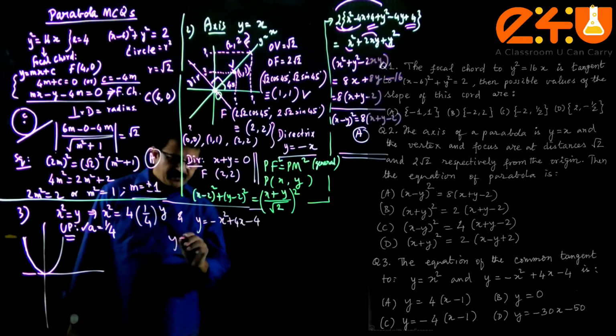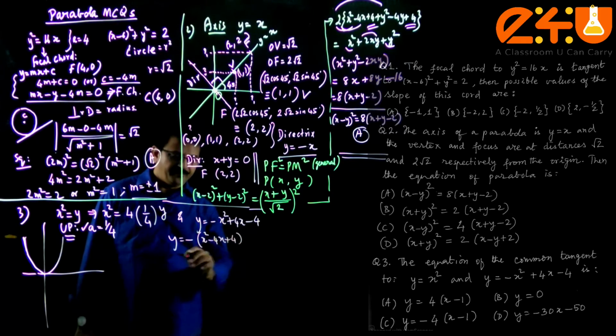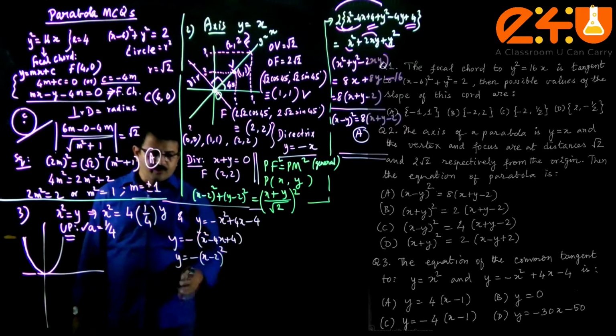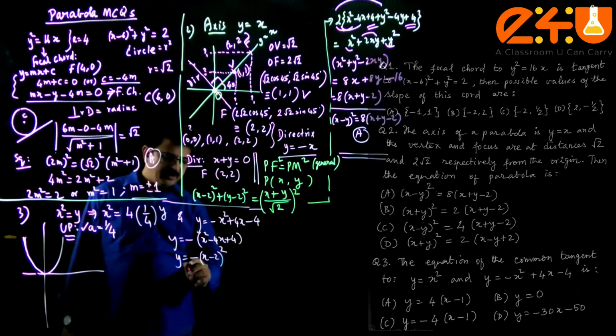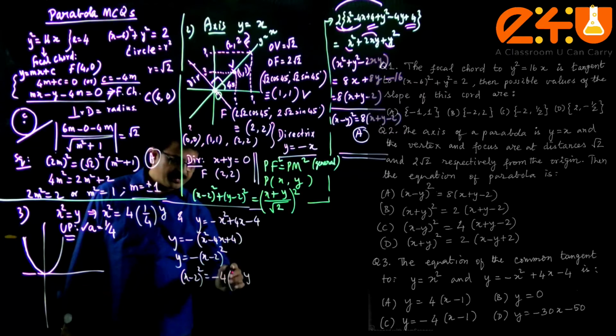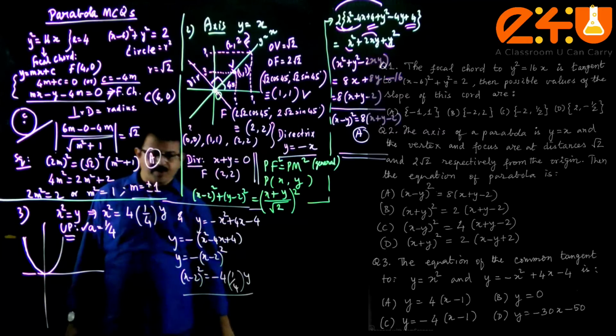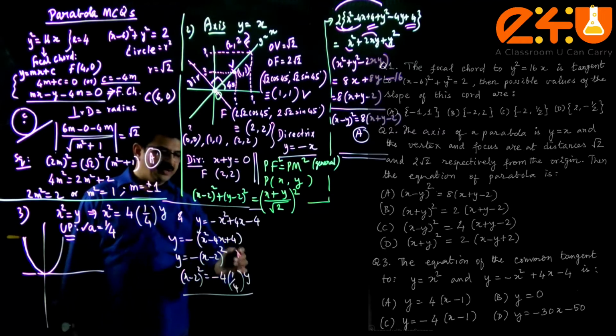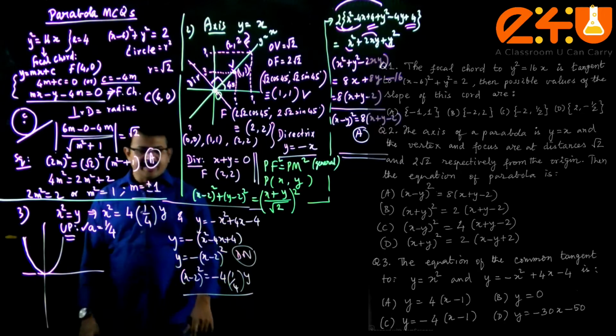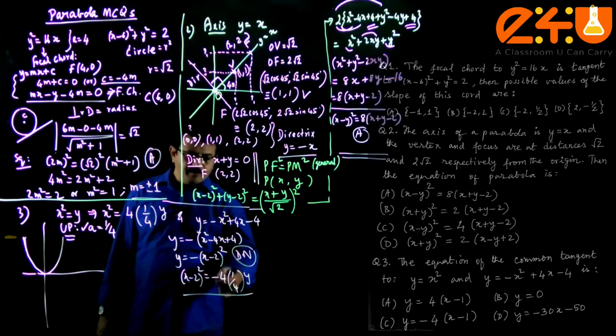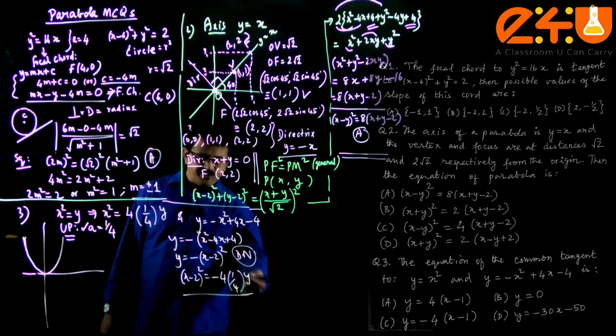How do I understand this? If I take minus common, I get x square minus 4x plus 4. These three terms form a perfect square. Okay, so put it in proper format. I get x minus 2 the whole squared is minus of y, which means 4 times 1 by 4 of y. So this is the proper form, and this is a downward parabola. X minus 2 the whole squared is minus 4 times 1 by 4 times y.